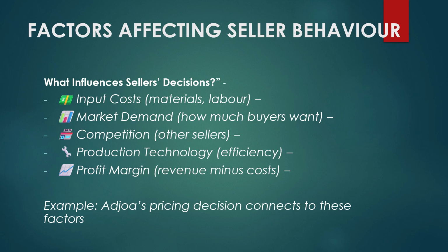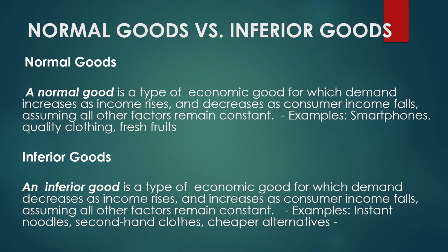Sellers are constantly making calculations. What price will maximize my profit? What quantity should I produce? How can I attract more customers? Understanding these factors helps us understand seller behavior in markets. Now let's turn our attention to another important concept you must understand. Here we're looking at the difference between normal goods and inferior goods. This relates to how buyers' behavior changes when their income changes.